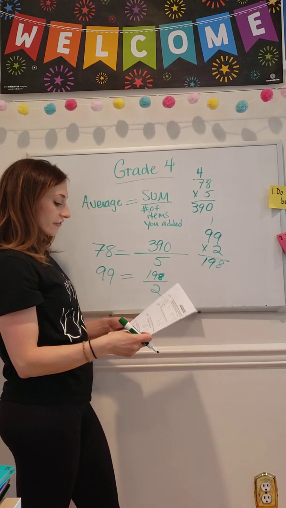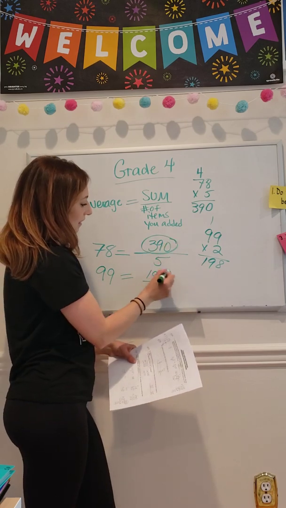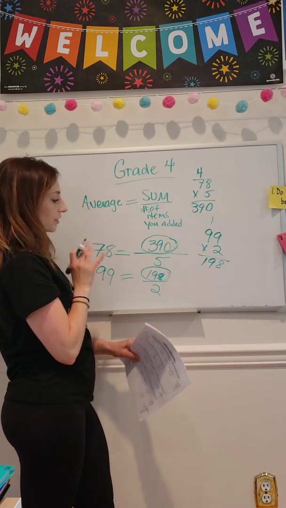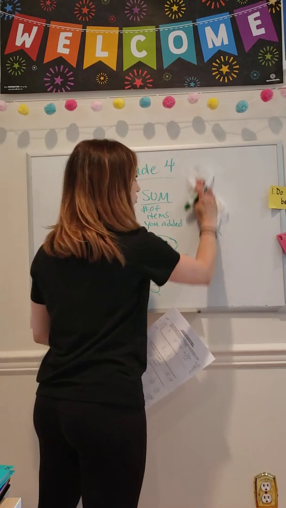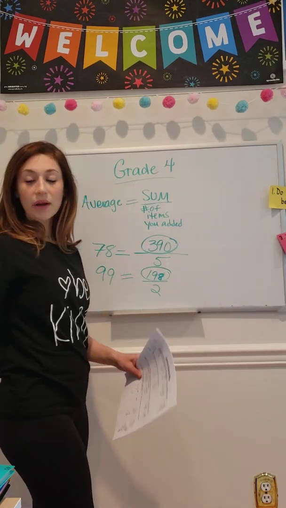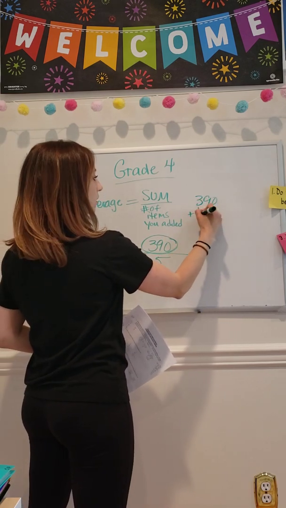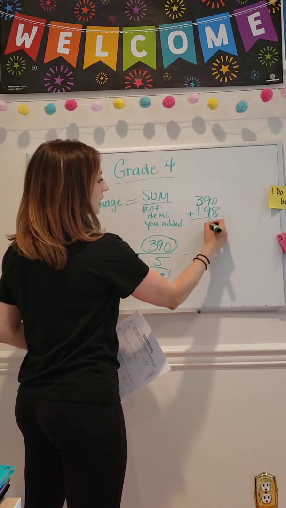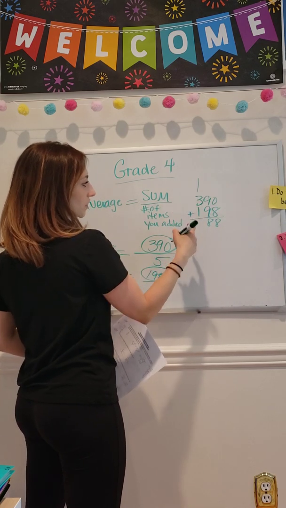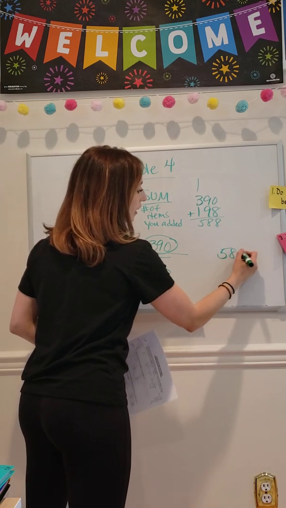So now if I need to find out the average of all 7 spelling tests, I'm going to add the sums of all those tests together. And again, it doesn't matter what each score on each test was, because again, we're going for the overall average. So I'm going to do 390 plus 198. 0 plus 8 is 8. 9 plus 9 is 18. Carry the 1. 1 plus 3 is 4. 4 plus 1 is 5. On all 7 tests, he got 588.